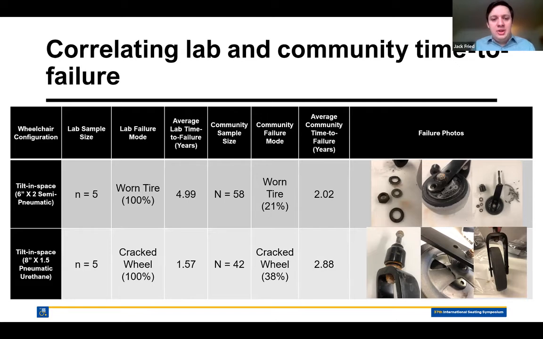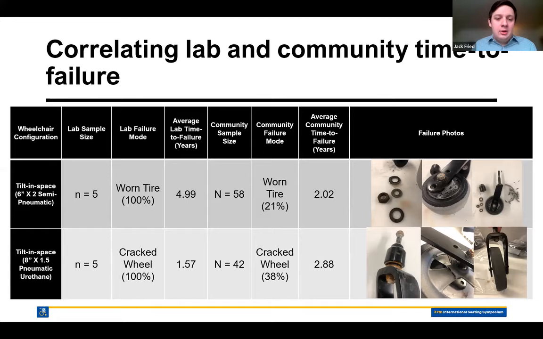So you can see some of the results here. We've done 2 tilt and space models so far. In the lab, the 6-inch model we tested, they all failed by worn tire. They lasted right about 5 years equivalent on the lab testing. And compared to the community data, the worn tire is actually the second most common failure behind bearing failure at 21%. And that time to failure is roughly 2 years. So there's just some discrepancy there.